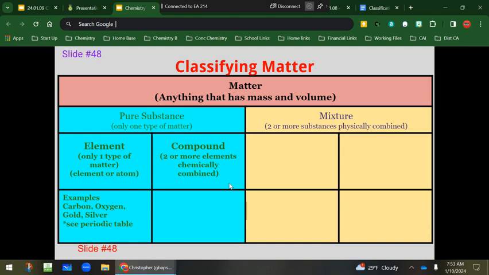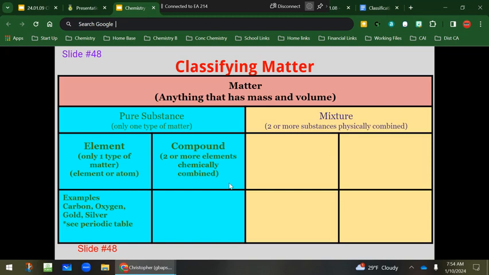And they're chemically combined. Now, the difference between chemically combined and physically combined is actually fairly simple. When you chemically combine, you become something different. When you physically combine, you do not. Physical combinations are just things that are sitting next to each other. Chemical combination is when things actually react and form something new.